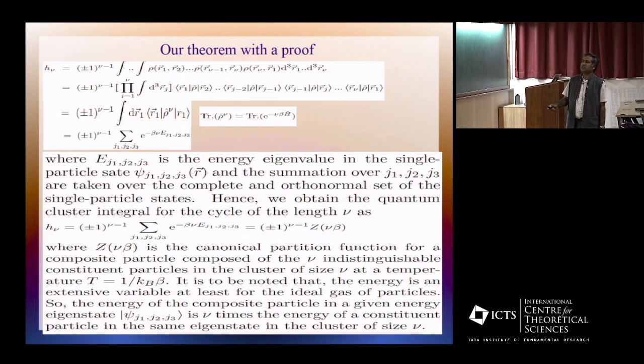Since this appears as the partition function for a single particle with beta replaced by nu beta, we interpret it in a different way. So Z nu beta is the canonical partition function for a composite particle composed of nu indistinguishable constituent particles in the cluster of size nu at the temperature T equal to 1 by kB beta. It is to be noted that the energy is an extensive variable, at least for the ideal gas of particles. So the energy of the composite particle in a given energy eigenstate psi J1, J2, J3 is nu times the energy of the constituent particle in the same eigenstate in the cluster of size nu. So this is our result for the generic form of the cluster integral.